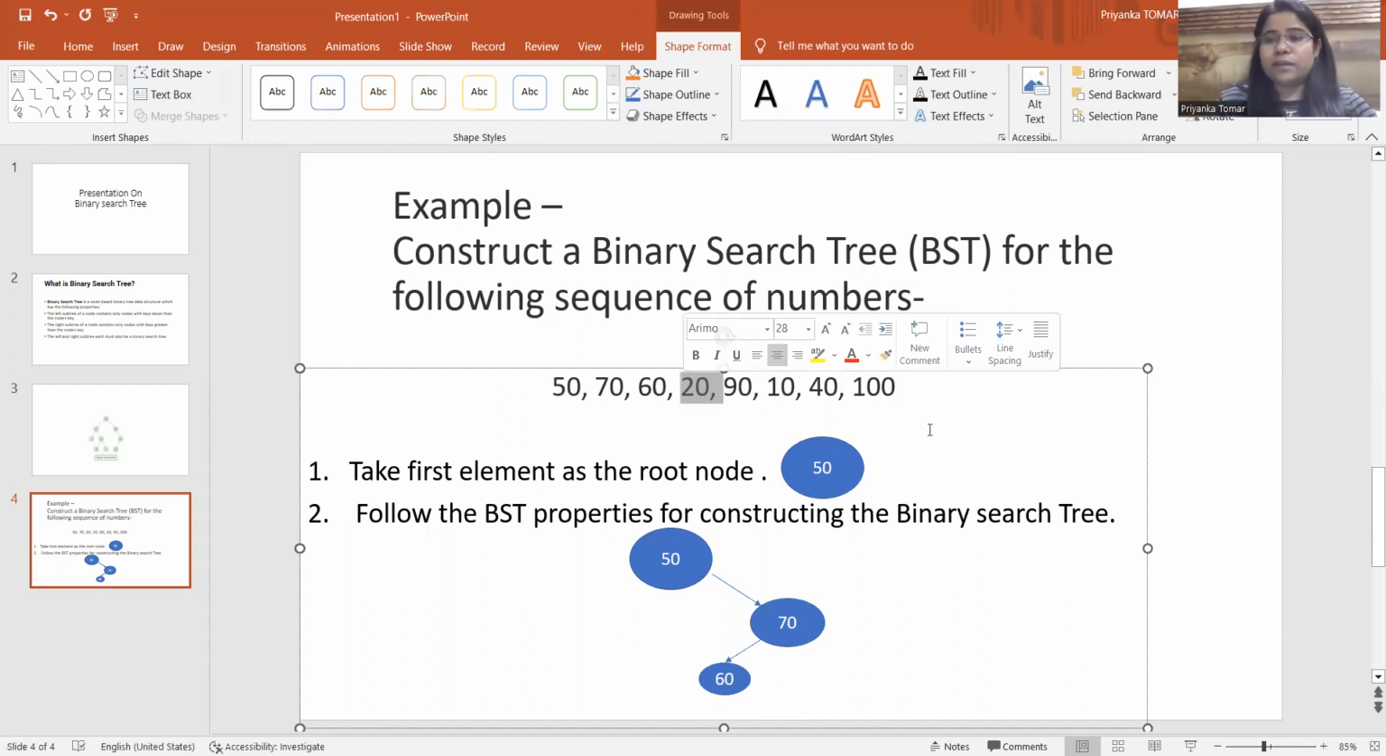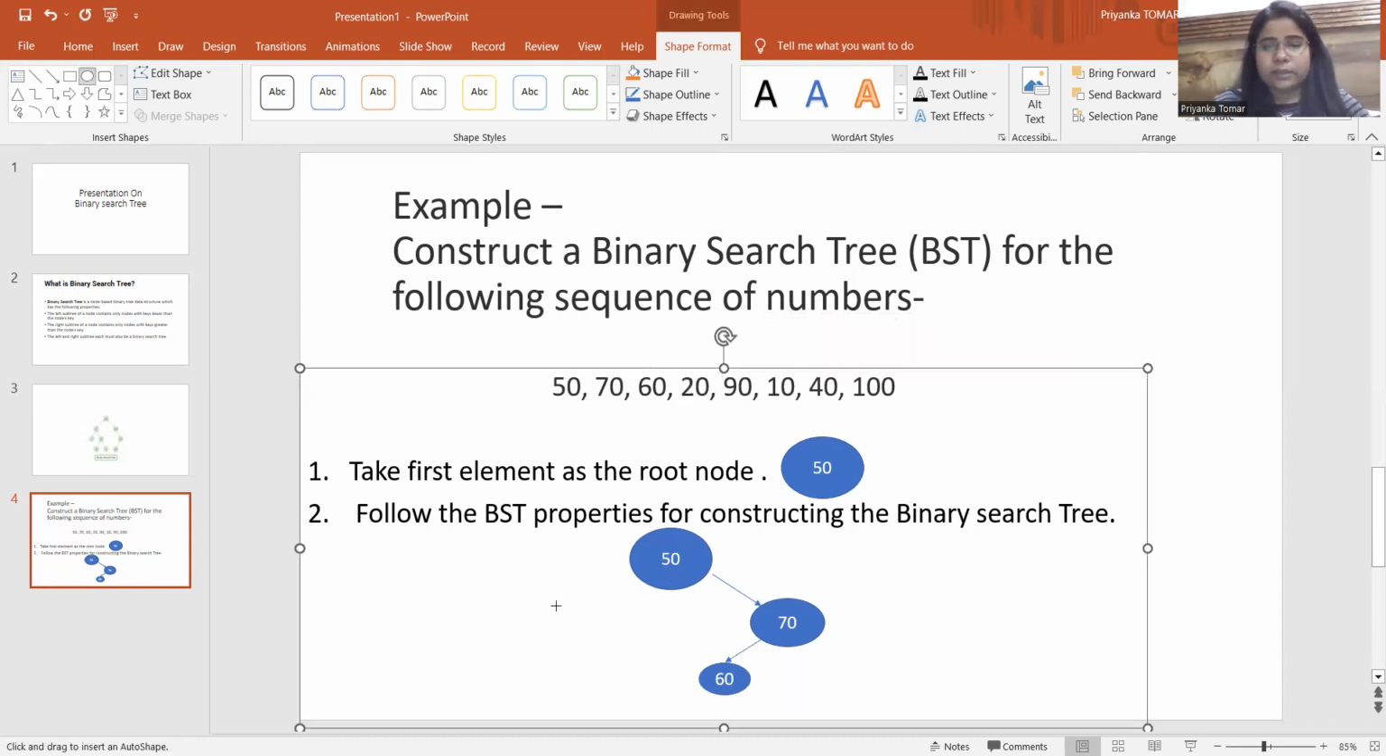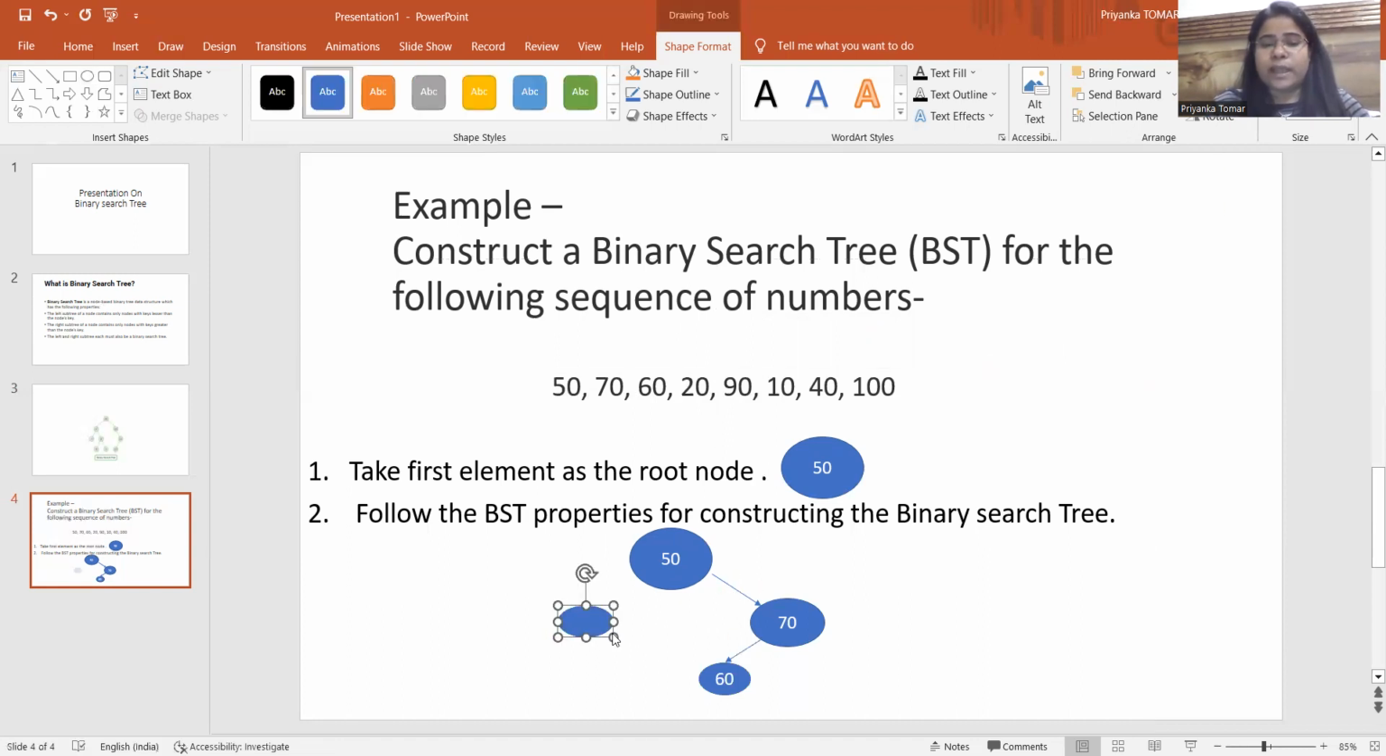Yes, 20, the next element. 20 is the fourth element. We have to place it in the binary search tree. Now compare it with the root node. We have to check whether it is smaller or greater than the root node. It is less than 50. So I will make 20 the left child of 50.